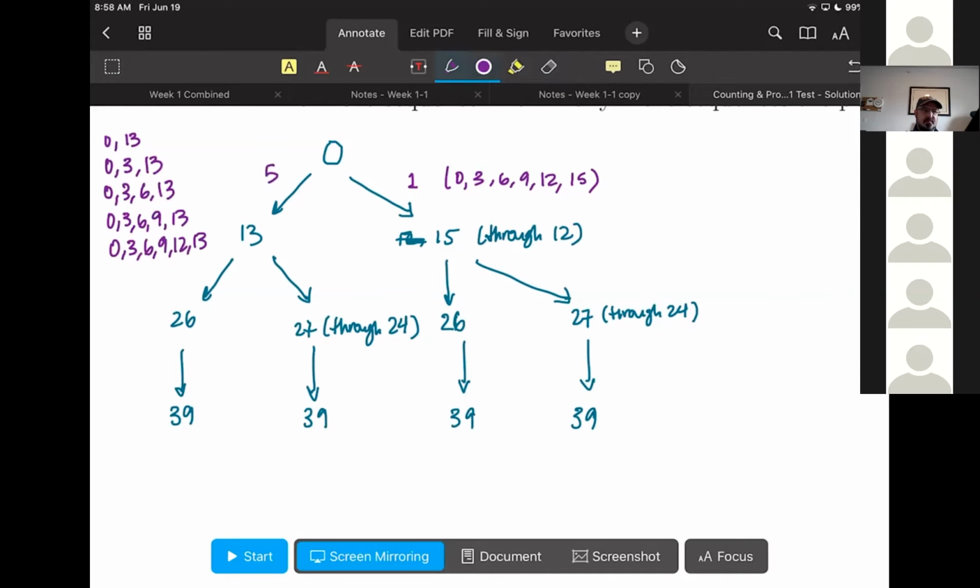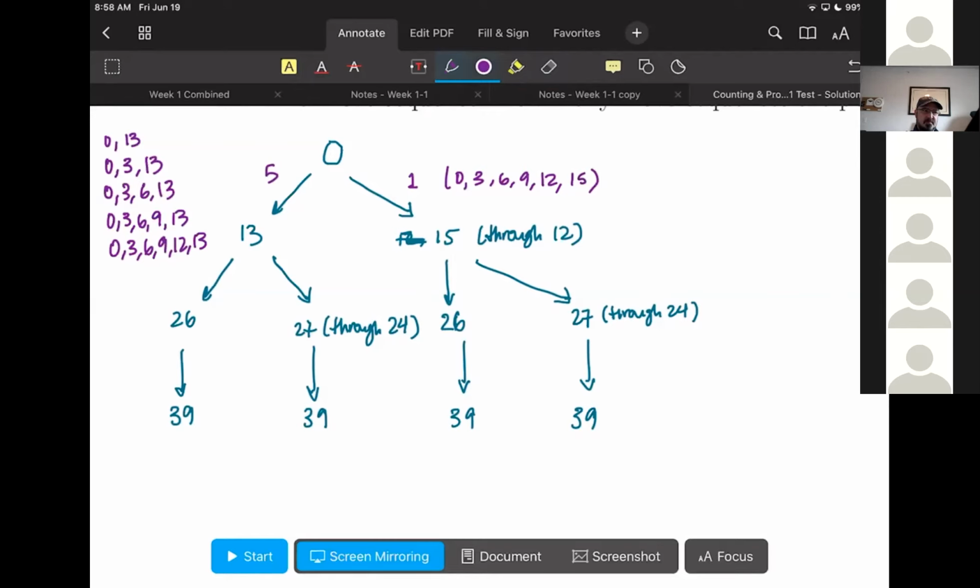Does anyone have any questions about what I've explained so far? If not, I'll go to the second part of the tree. I don't understand how you got there, 5 ways.